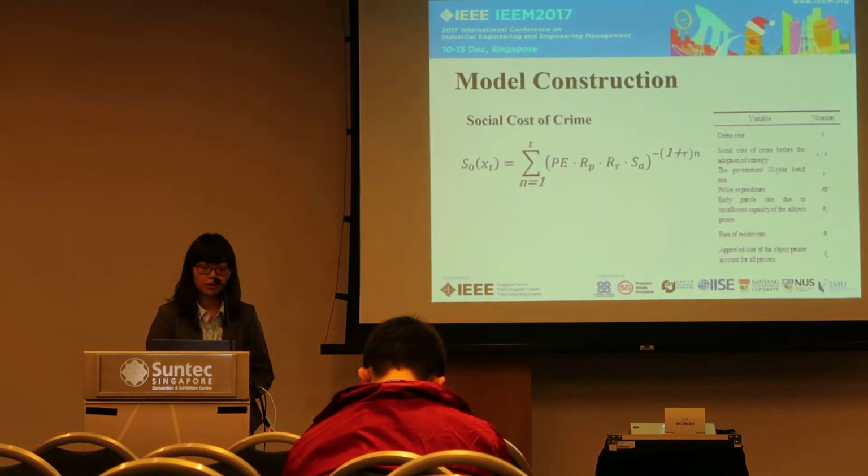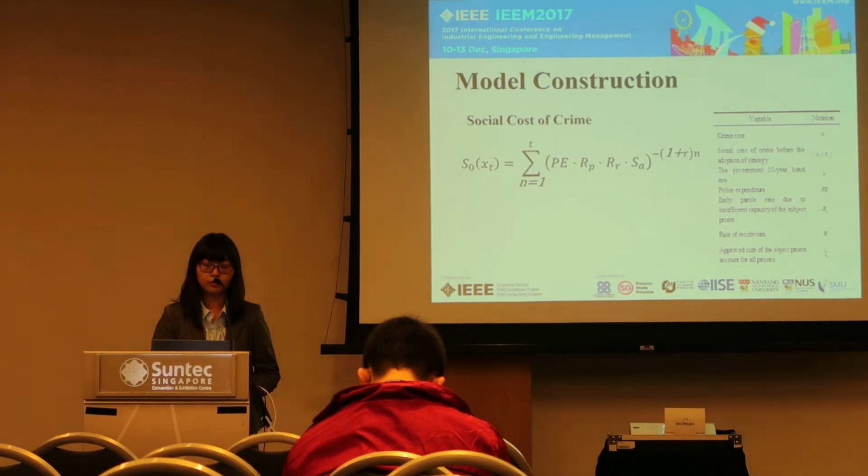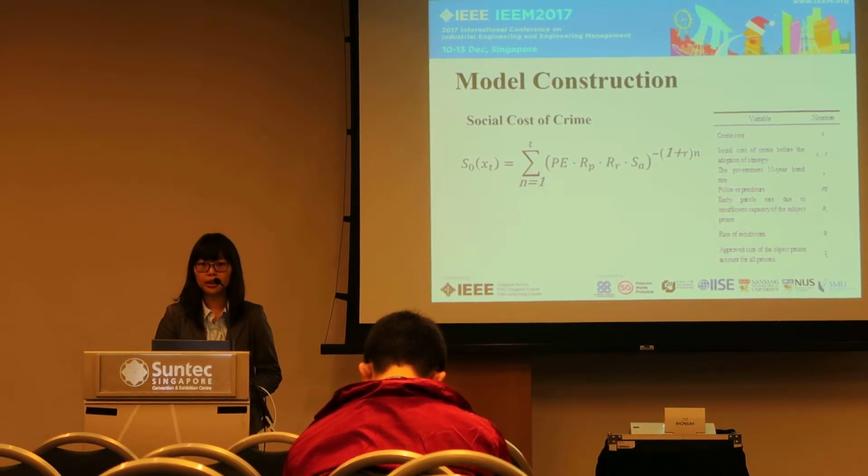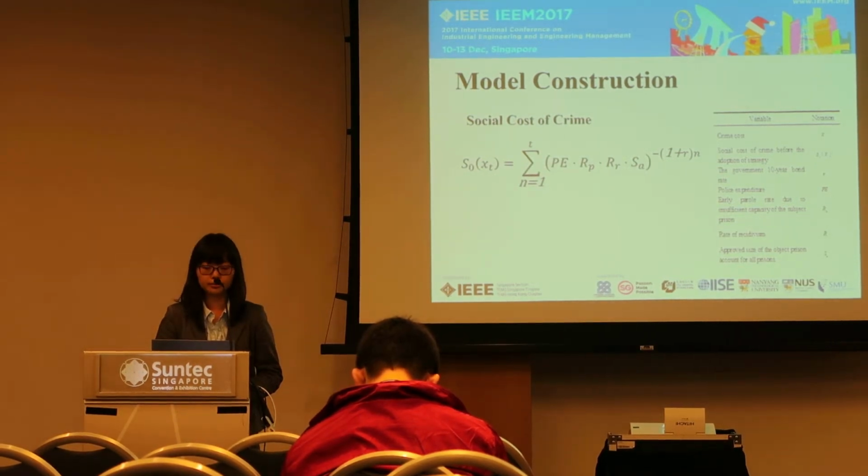This is the social cost of crime, SO of ST. When the early-release inmates, parole inmates, are released, it will make the social cost of crime increase because they have not had enough enlightenment and they will commit crime again. The annual social cost of crime is discounted by the NPV method, and we sum up the social cost of crime. Then we can get the final social cost of crime.